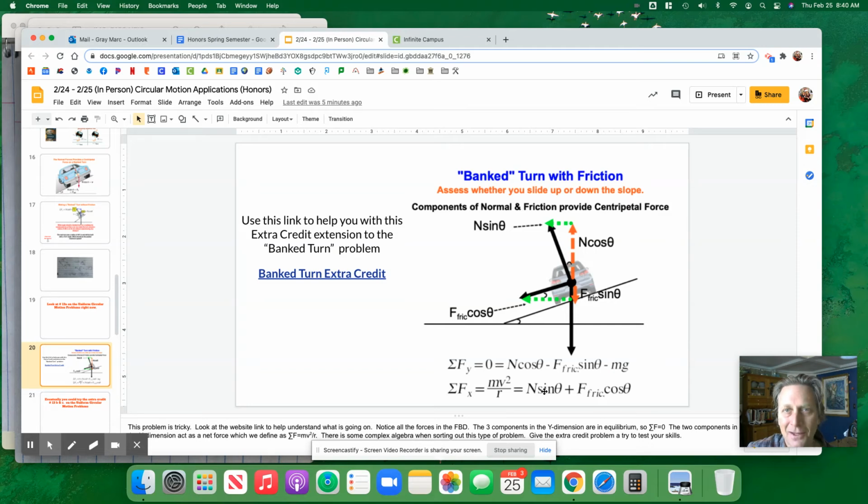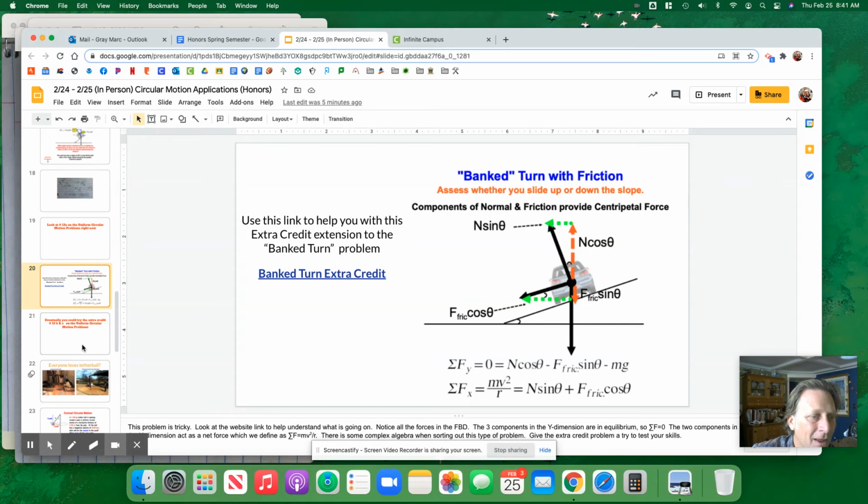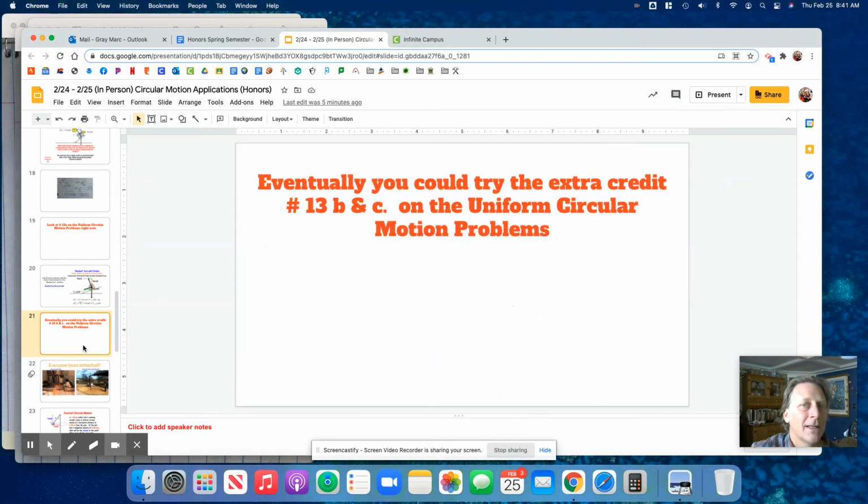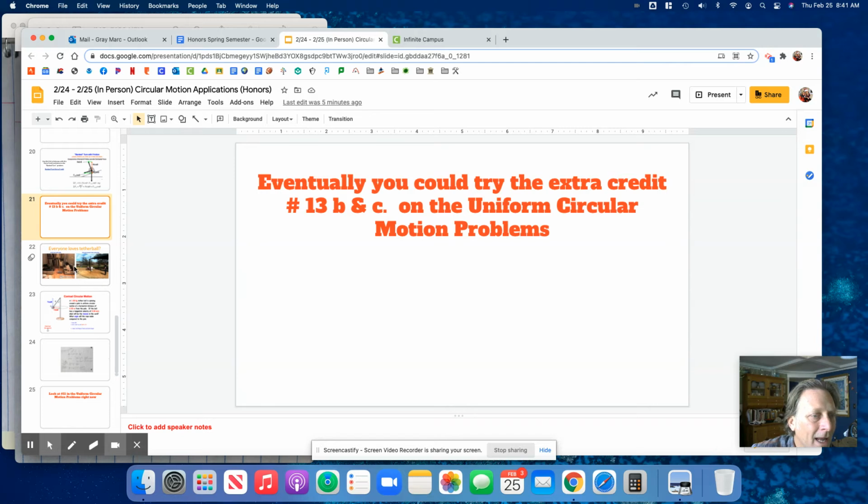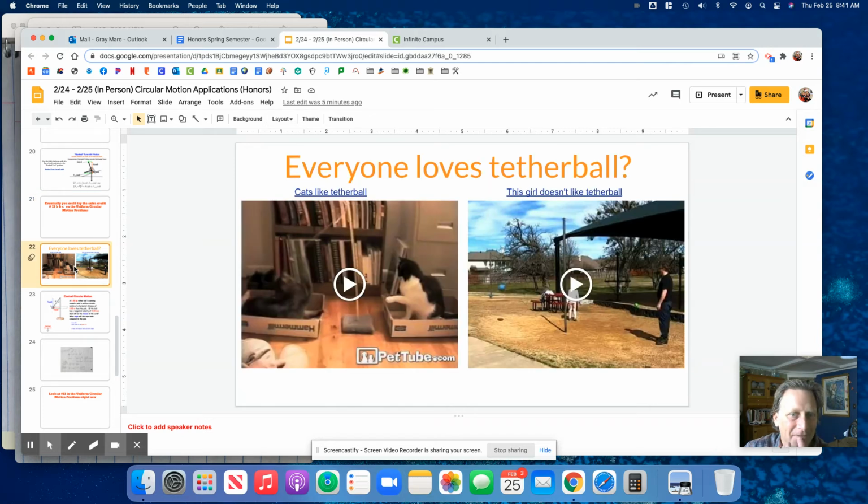It's pretty tense with the algebra, but you give it a try. Okay, the extra credit for sure. That's the extra credit. It's in your practice problem set. It's 13B and C. All right, now that you've got that, let's get into this idea of tetherball.